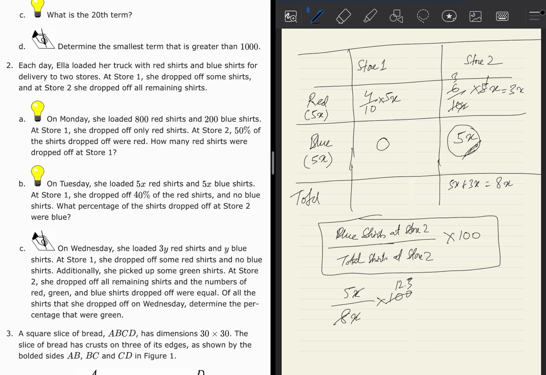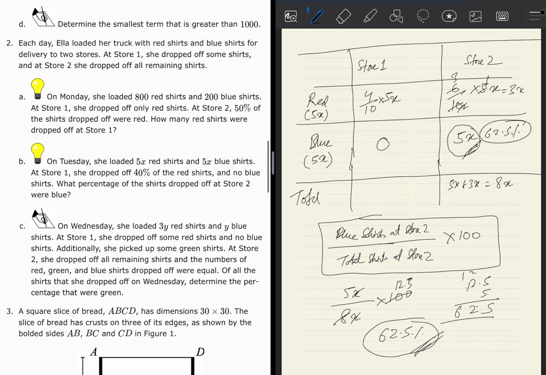Now 12.5 times 5 should be, let me just calculate it. 12.5 times 5 is 62.5. So our answer is 62.5% of the shirts dropped off at store 2 were blue shirts. So this is our answer for the second question. Now let's finally move on to question C.